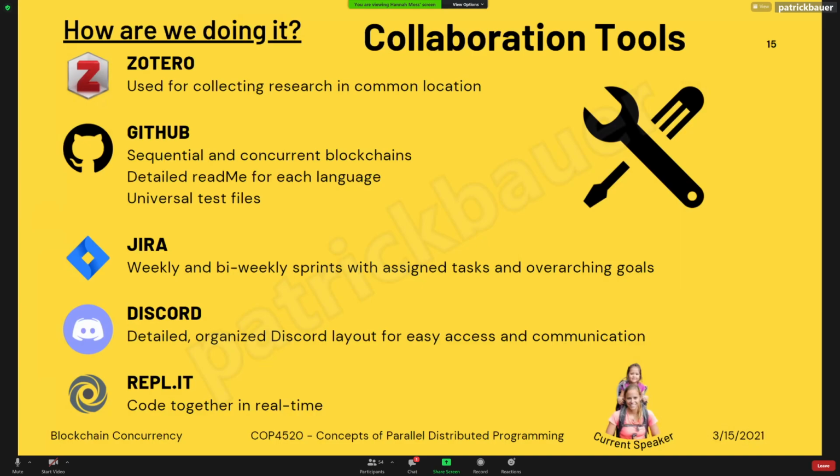We use Jira for our weekly and bi-weekly sprints. We use it to track assigned tasks and our overarching goals. Discord is useful for communication, both asynchronously, and we also have our weekly meetings on Discord. Finally, for the groups that are working together on languages, we are using Replit to collaboratively code in real time.